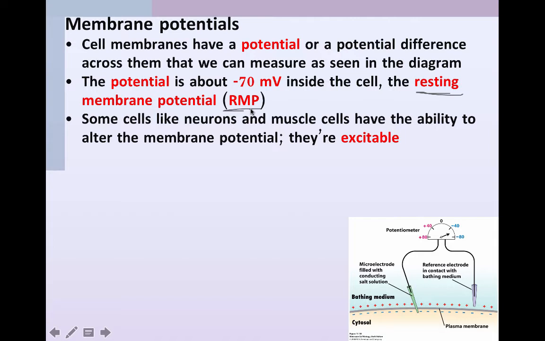Some cells, like neurons and muscles, actually have the ability to alter this membrane potential and make it something different than -70. And so we say that those cells are excitable.